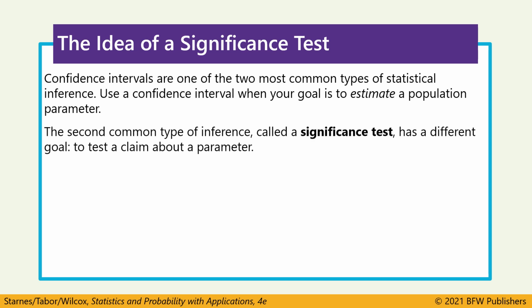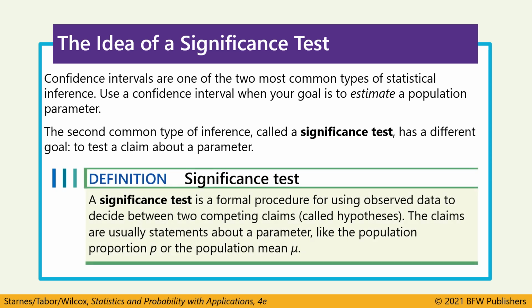The other type of inference method that we'll be learning about is called the significance test or a hypothesis test. And this has a different goal, which is to test a claim about some population parameter. So a significance test or a hypothesis test is a procedure where we're going to use observed data, which is just another way of saying a sample, to decide between two competing claims, which we call hypotheses. And these are written about the parameter, such as a proportion P or the population mean mu.